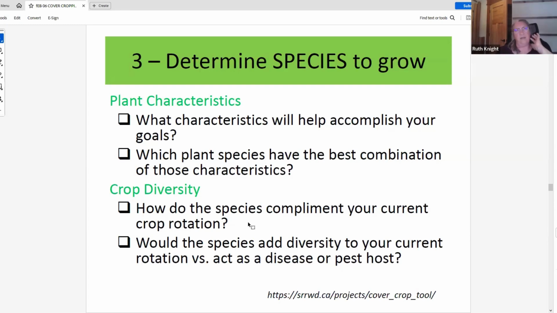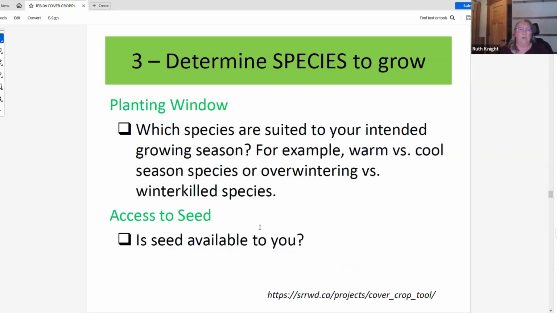Do the species complement your current crop rotation? Certainly, if there's a challenge in terms of your cover crop being a bridge to carry over pathogens or disease, then you would want to be very careful of that. And do they add additional diversity, which is quite possibly the greatest benefit of being able to add cover crops? And what species are suitable to your growing season?